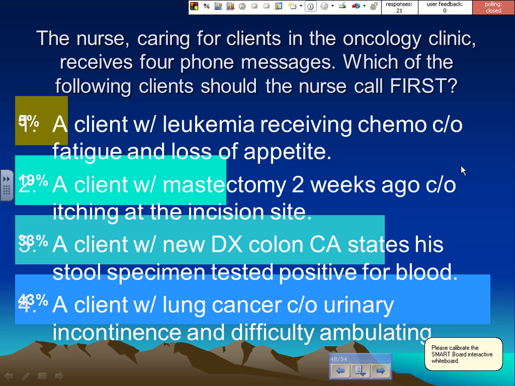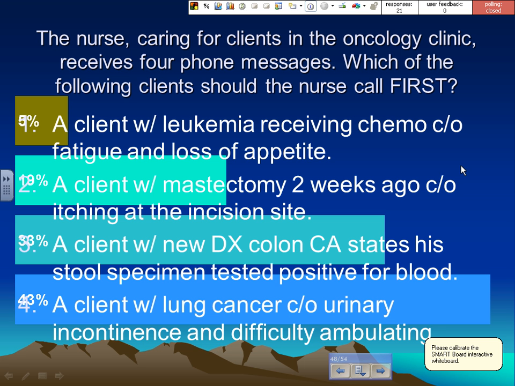Because 3 of these options are things that you would expect. They're routine. So number 1, you would expect that patient with chemo to have fatigue and loss of appetite. That's a common expected side effect of chemo, so that wouldn't be your priority person to call. The itching mastectomy incision, anybody who's had surgery knows that the incision itches a few weeks after the surgery. But the majority of you wanted either the number 3 or number 4.